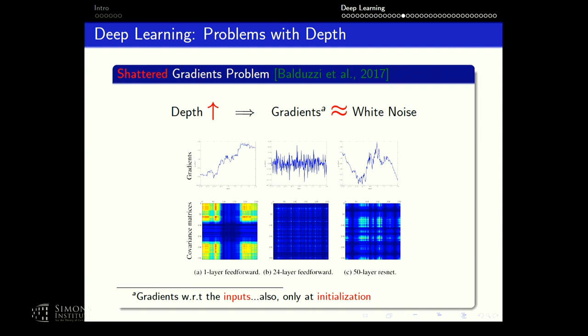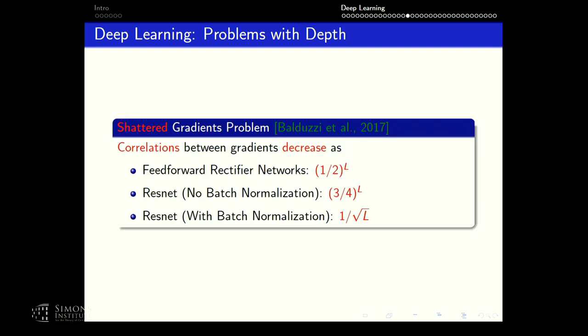where in a one layer feed forward network, the gradient of the output with respect to the input actually has some sort of a structure. But as you increase the layers to 24, you see that what you end up getting is pretty much white noise. Whereas the ResNet maintains this structure, and the effect of losing the correlation appears much less. And they also have a very interesting theory in which they show that this is indeed true, that the correlation between the gradient actually geometrically goes to zero for the feed-forward networks. And for the ResNet, it's actually going to get better. And if you do batch normalization, you circumvent this problem altogether.